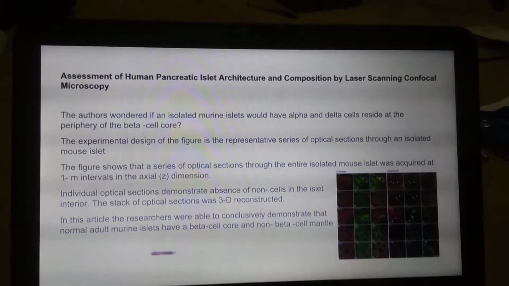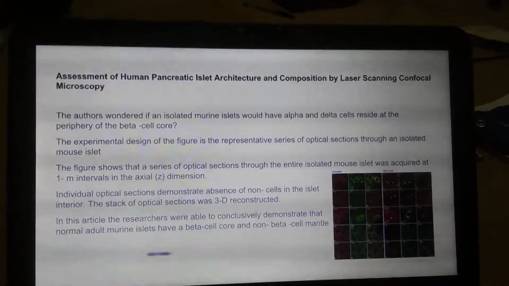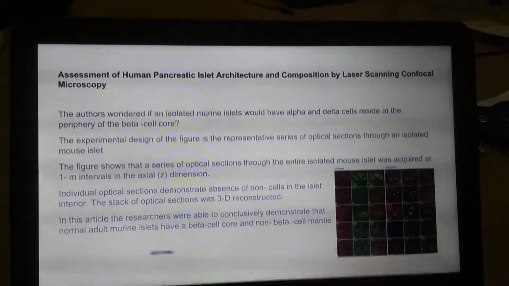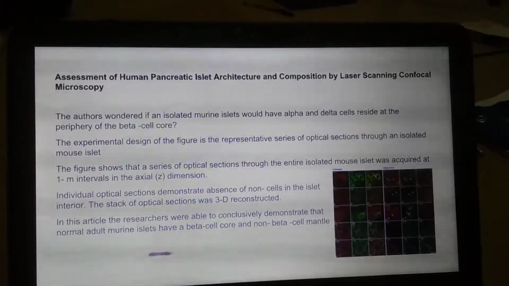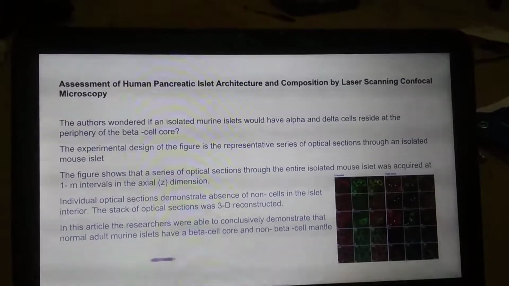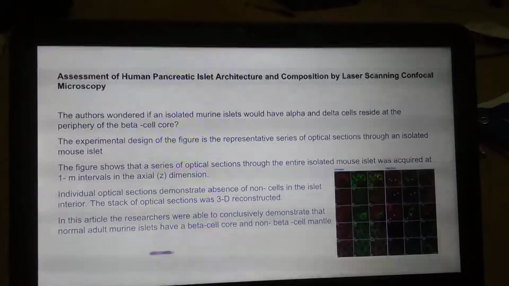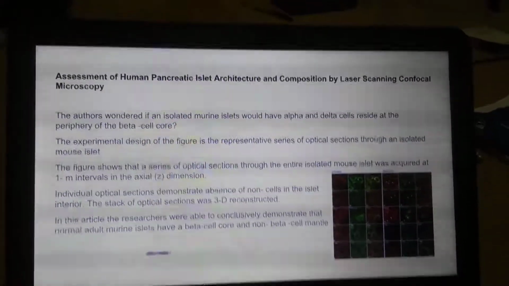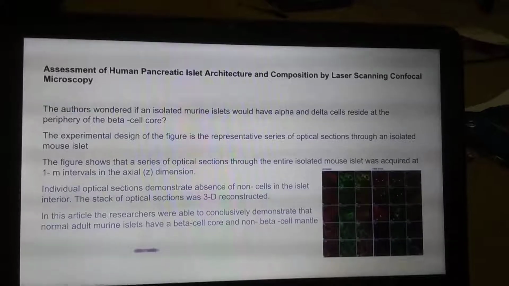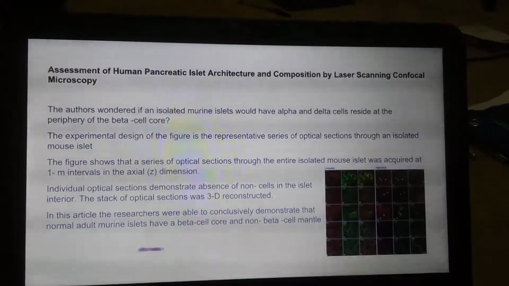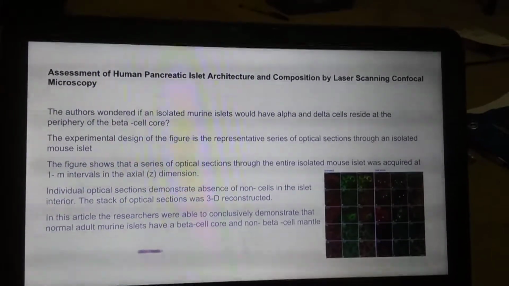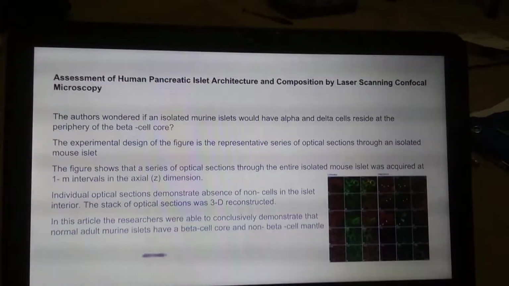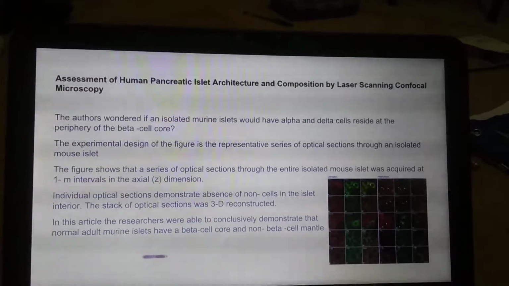Human islets from 6 separate isolations provided by 3 different islet isolation centers were compared with isolated mouse and non-human primate islets. The authors wondered if an isolated murine islet would have alpha and delta cells reside at the periphery of the beta cell core. The experimental design of the figure is the representative series of optical sections through an isolated mouse islet.